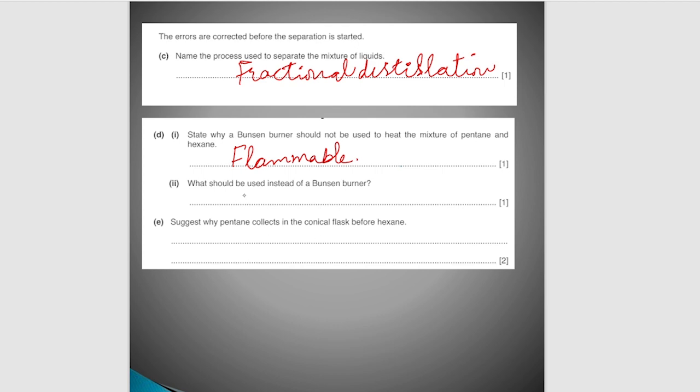What should we use instead of a Bunsen burner? We can use a hot plate. We can use a thermostatically controlled hot bath, water bath, hot plate, or electric heater. We can use an electric heater. We can use a water bath, a thermostatically controlled water bath.